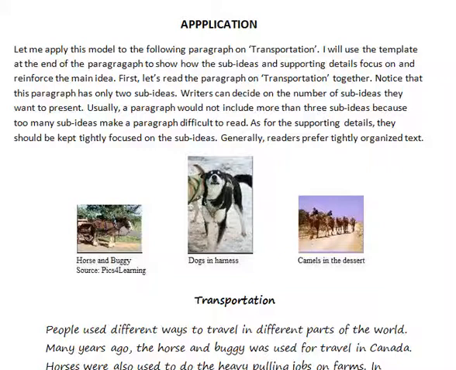Writers can decide on the number of sub-ideas they want to present. Usually, a paragraph would not include more than 3 sub-ideas because too many sub-ideas makes a paragraph difficult to read. As for the supporting details, they should be kept tightly focused on the sub-ideas. Generally, readers prefer tightly organized text.